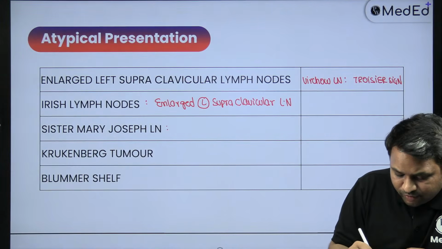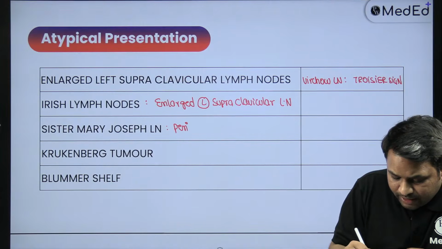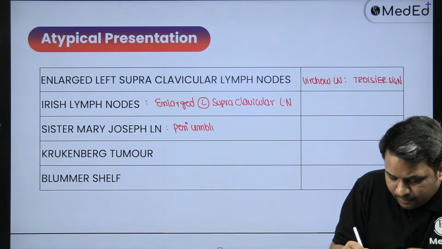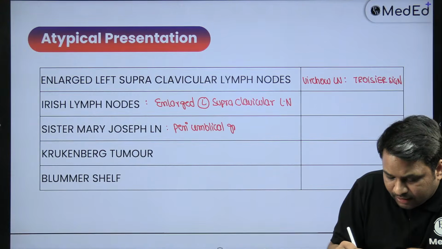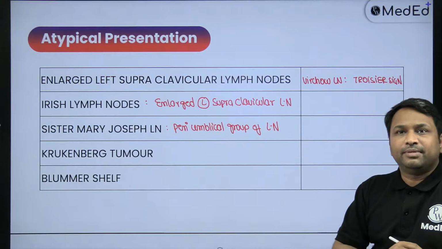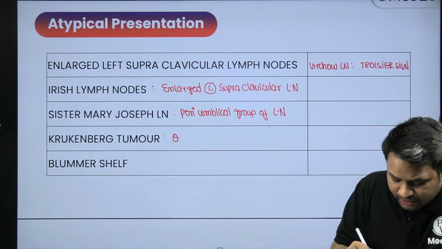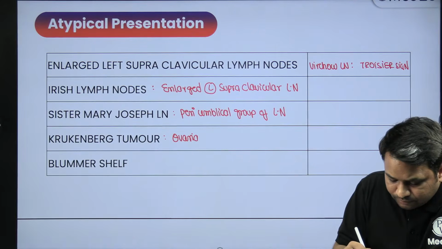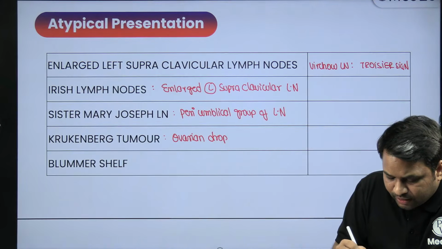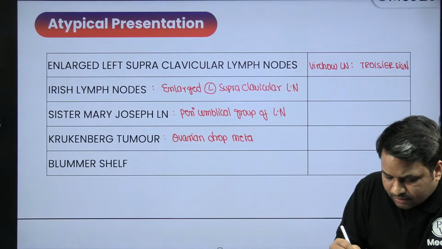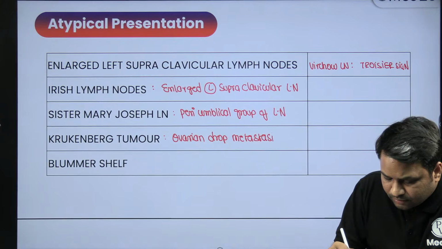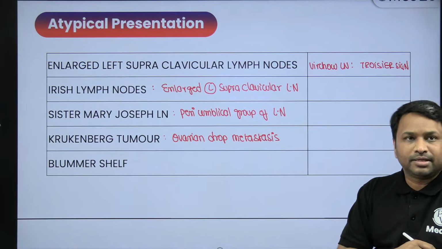Sister Mary Joseph group of lymph nodes is your periumbilical group of lymph node. Krukenberg's tumor is your ovarian drop metastasis.